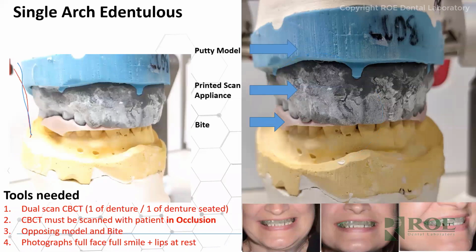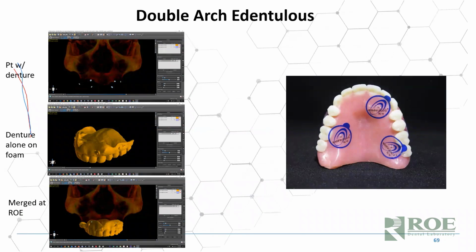So single arch edentulous. These will be essentially the records that you send in. This will be the patient scan, dual scan, bite registration, and opposing model. You can send them in digitally, but we really recommend for edentulous, just take an opposing model, take a nice bite registration between the two, and those are the only records we need. Dual scan, opposing, and a bite, and the photographs. We always need the photographs, but the records are very simple with the denture case.